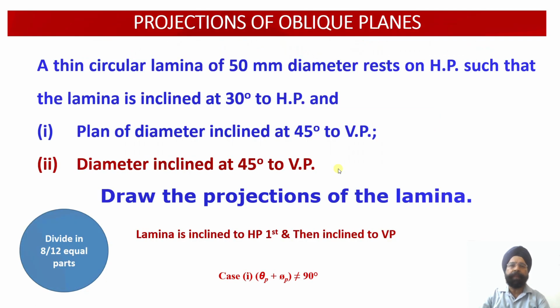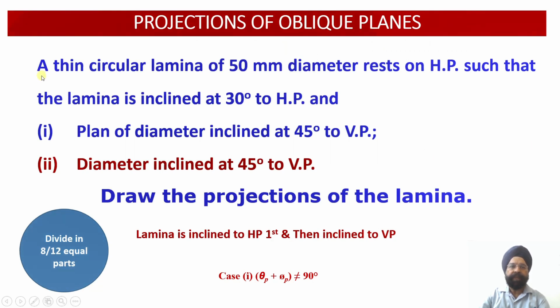An oblique plane is the one which is inclined to both the reference planes, that is the horizontal plane as well as the vertical plane. So let us first read out the statement to evaluate the order of inclination of this oblique plane with respect to the two reference planes, that is HP and VP.